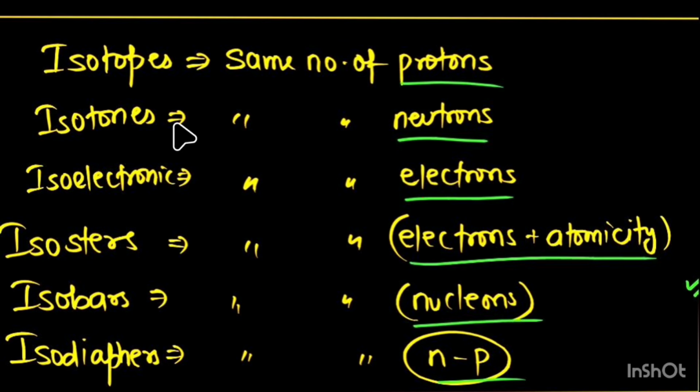If we talk about isotopes, they have the same number of protons, right? Isotones, same number of neutrons. Isoelectronic, same number of electrons. Isosters, same number of electrons plus atomicity. Isobars, same number of nucleons. Isodiaphers, same number of neutrons minus protons. That's it.